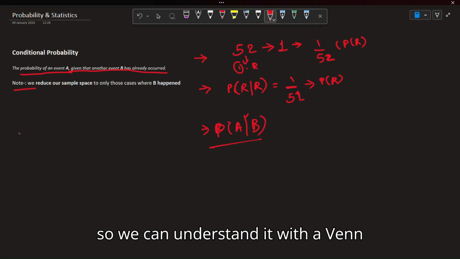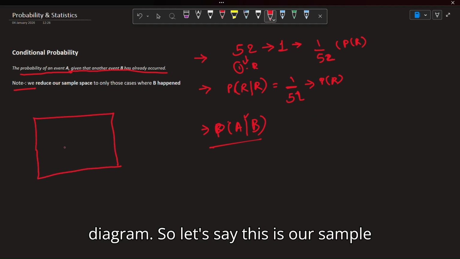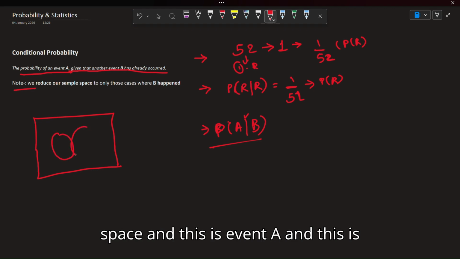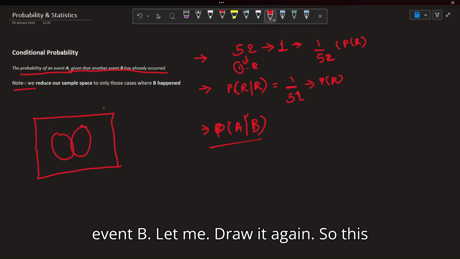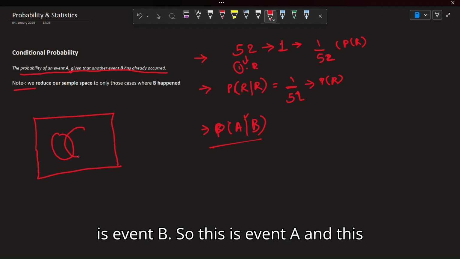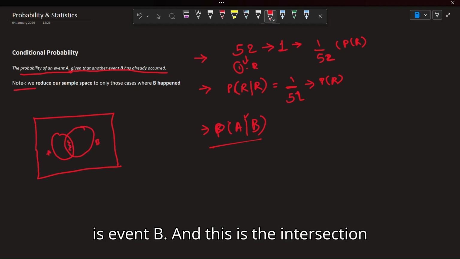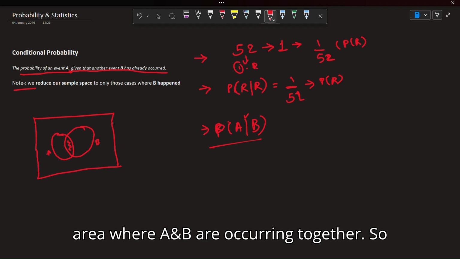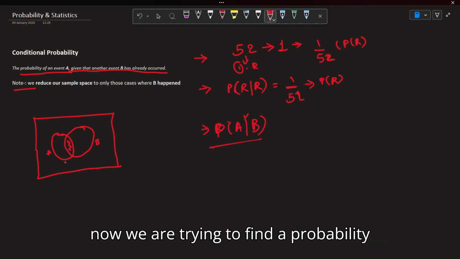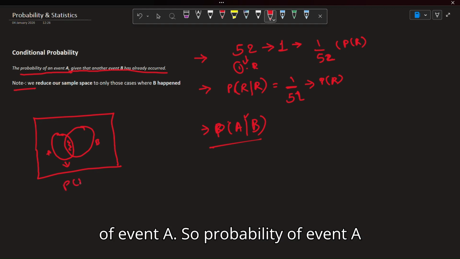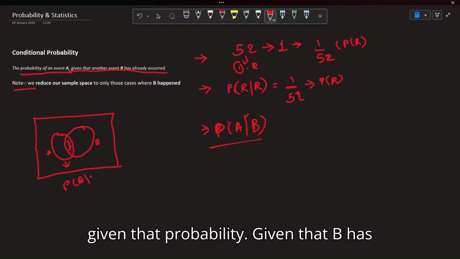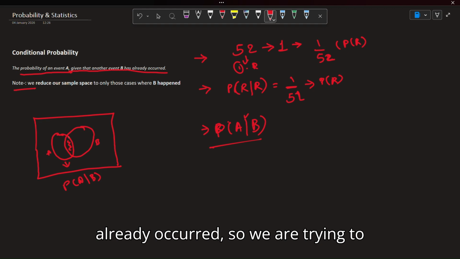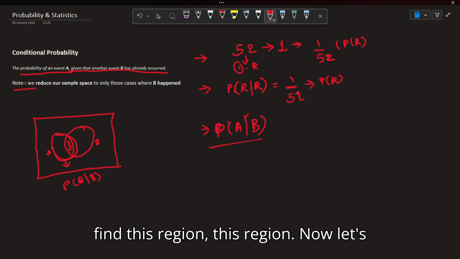So we can understand it with a Venn diagram. Let's say this is our sample space, and this is event A, and this is event B. Let me draw it again. So this is event A, and this is event B, and this is the intersection area where A and B are occurring together. So now we are trying to find the probability of event A, given that B has already occurred. So we are trying to find this region.